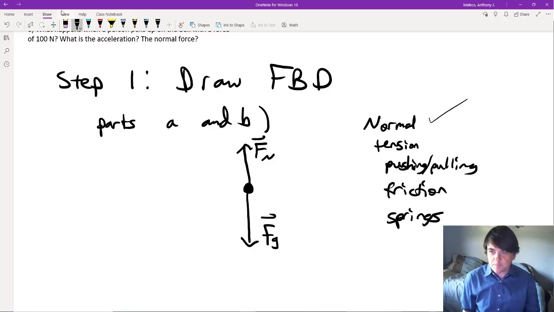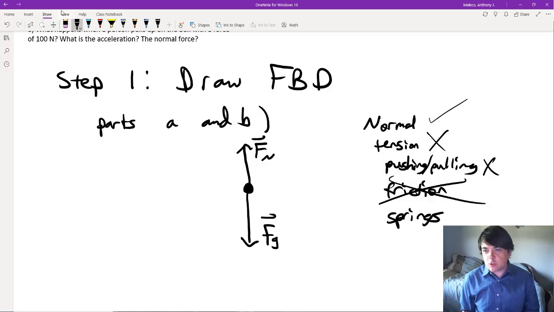Okay, check. Is there tension? Are there ropes? Are there strings? No, no tension. Is there pushing and pulling? Not yet. Is there friction? Friction we'll look at in the latter half of Unit 2, so we're not going to look at it yet, but I will be doing friction examples. And it will be really obvious there's friction. It will say the surface is rough, or there's friction here, something like that. And then springs, there's no springs mentioned.